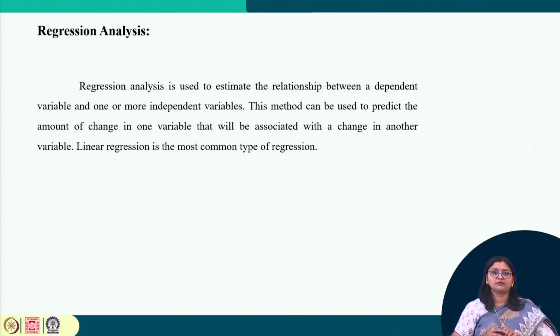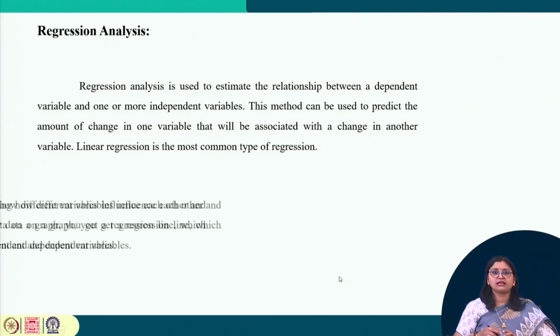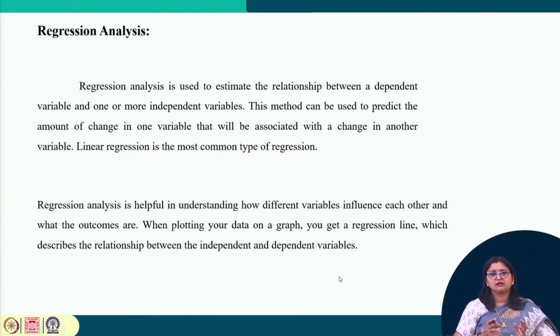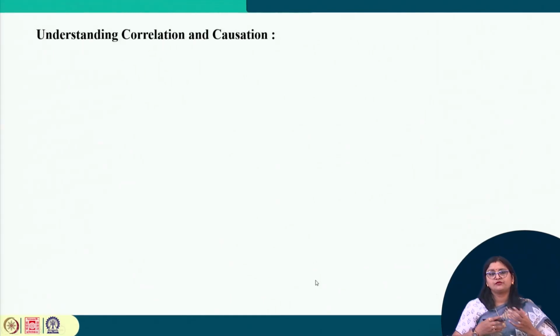This method can be used to predict the amount of change in one variable that will be associated with a change in another variable. Linear regression is the most common type of regression here in the social sciences and humanities. Regression analysis is helpful in understanding how different variables influence each other and what the outcomes are. So, when we are using plotting or a Venn diagram, then this picture of regression analysis can be clear.